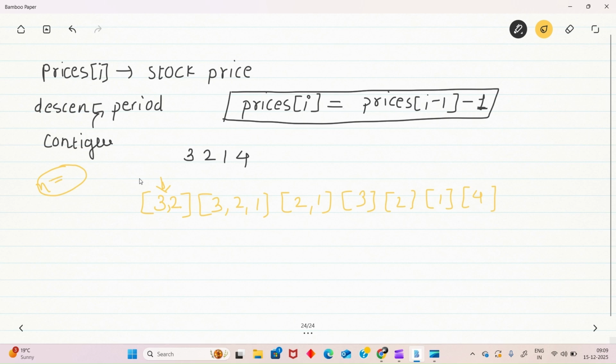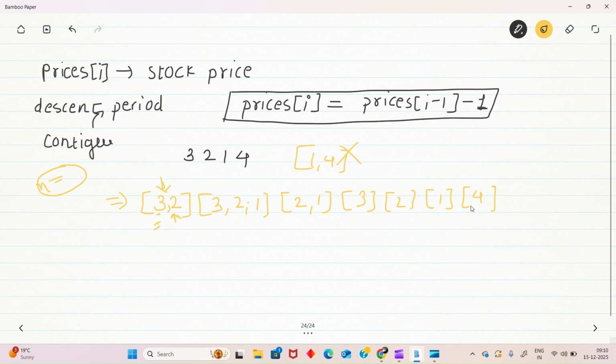These are the contiguous descent periods where the current element is less than the previous element by exactly 1. That means the difference is 1, you can see. We cannot take 1 and 4 because the difference is 3, and of course it is not less. So we cannot take this. So there are only these things.